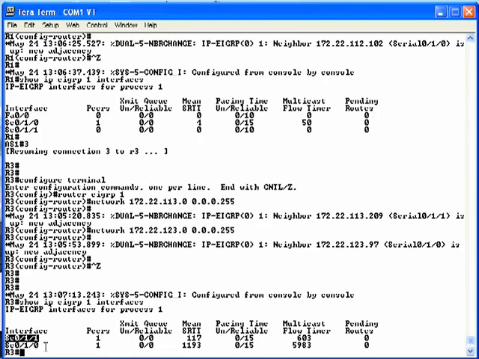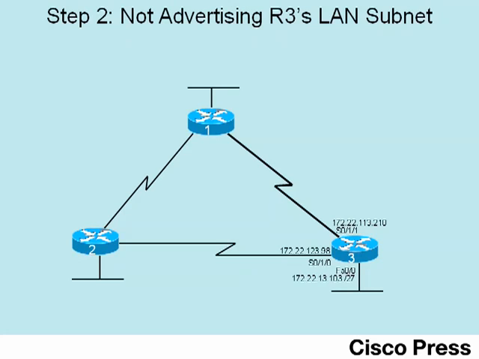However, in this case you may be tempted to think that you've fully configured EIGRP because now R3 is enabled on both interfaces connected to other routers. There are no routers on router 3's LAN interface. Step 2 of this lab takes a closer look at that problem.